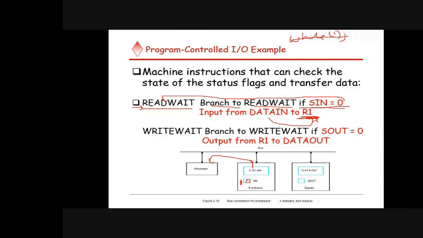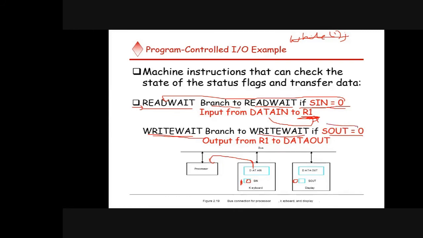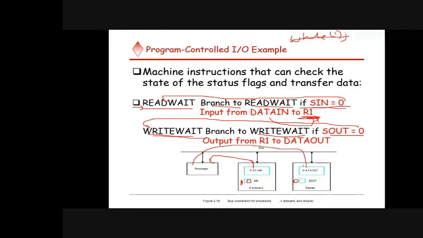Similarly for write: if SOUT is equal to 0, that means the display device is not ready. Again and again SOUT is 0, so it keeps coming back to write wait, branch to write wait. The same statement executes until the SOUT value becomes 1. If SOUT becomes 1, the data is transferred from the processor, that is the R1 register, to the data out register.